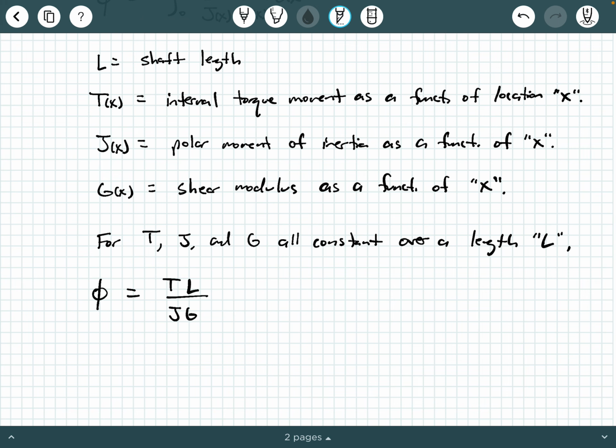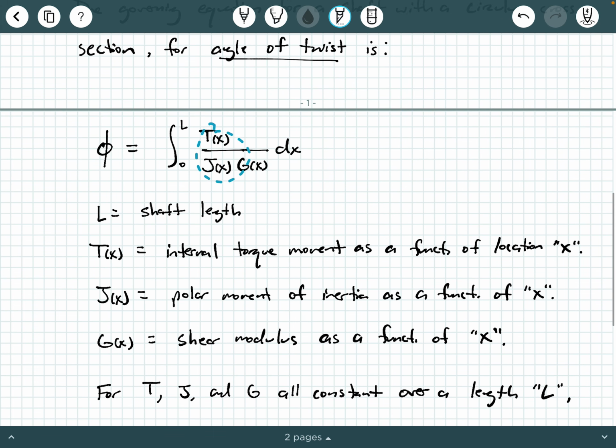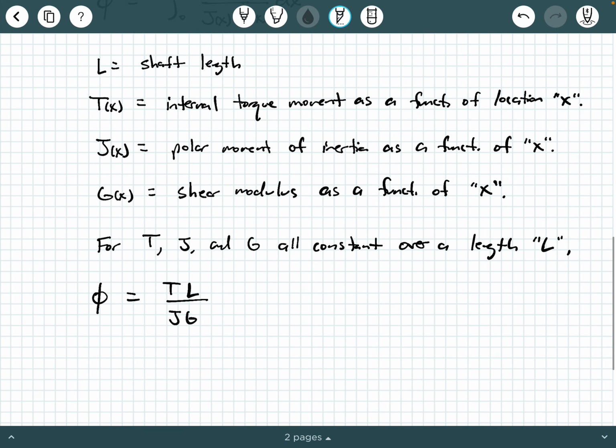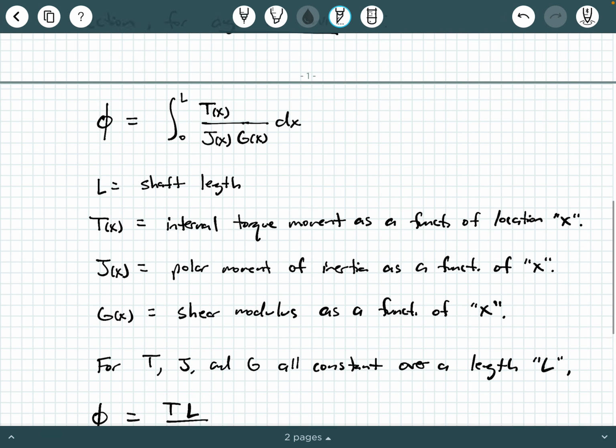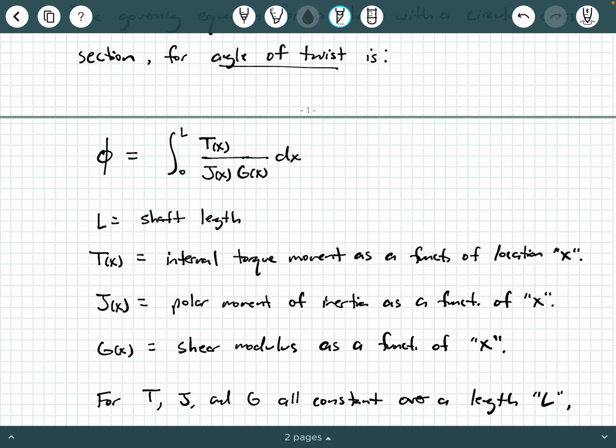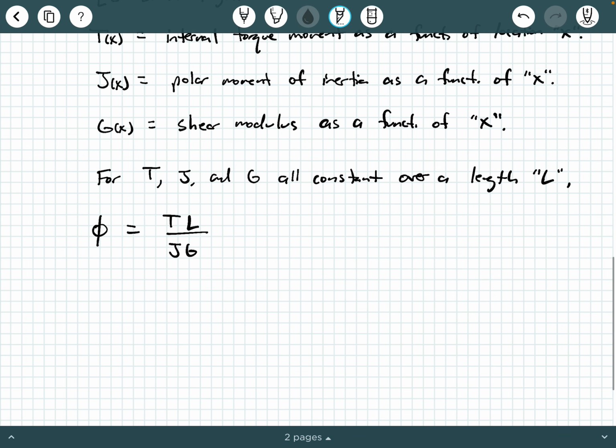Now you may be wondering, okay, I see the T, I see the J, I see the G. These were here originally. Where's the L coming from? Well, remember, if all of these three terms are constant over a finite length L, you don't need the integral anymore. But this dx, since the integral is from 0 to L, the dx just becomes the L basically. You're integrating, upper limit minus lower limit, and the lower limit is 0. So you just pop an L in here whenever all three of these come out to be constant. So you're left with this very simple formula.